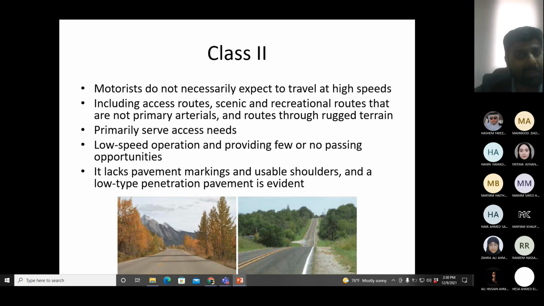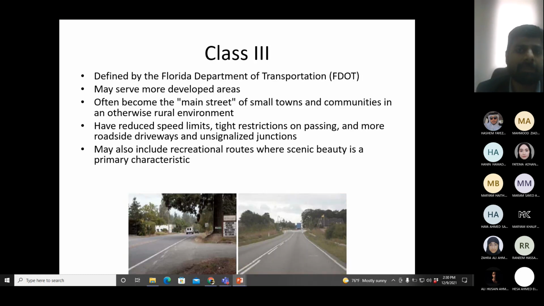Okay, if you want to maintain high speed, then all these things must be provided. Then we have class 3 highway. Class 3 is an exceptional case, a very rare case, and it is only adopted by a few departments of transportation, like the Florida Department of Transportation. They are provided in developed areas, in small towns and small villages, where class 3 highways serve as the main street.